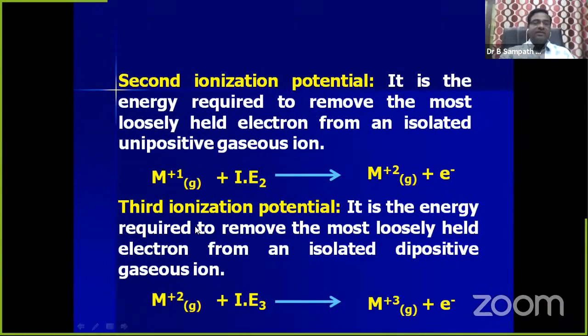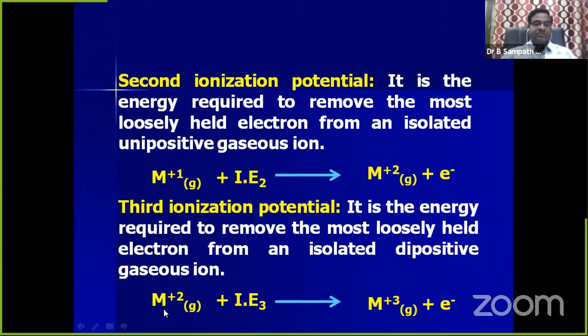In the same way, this is the third ionization potential. Now, what is the definition? It is the energy required to remove the most loosely held electron from an isolated di-positive gaseous ion. So this is important here. What is the difference between the second ionization potential and the third ionization potential? In the second ionization potential, we are removing the electron from a unipositive ion. In the third ionization potential, we are removing the electron from a di-positive ion. That is the difference.